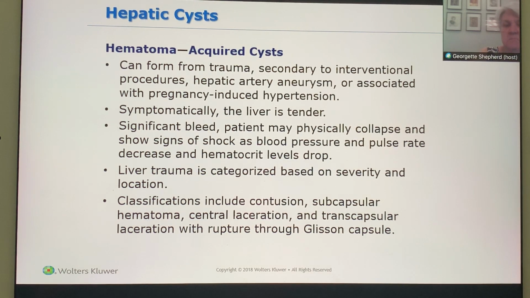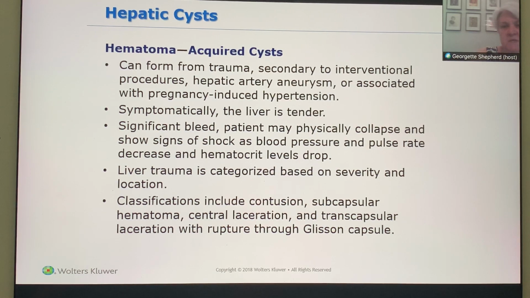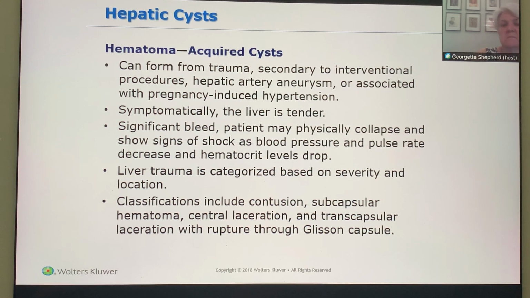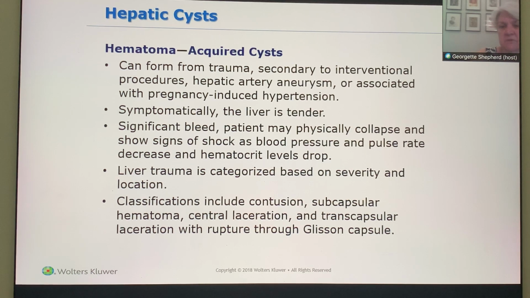A bleed can be significant for a person going into shock. And shock is a decrease in blood pressure, a decrease in heart rate, and a decrease in hematocrit. When a person comes in from a car wreck, they routinely do a peritoneal lavage. And if it is positive for blood, they immediately take them to surgery.